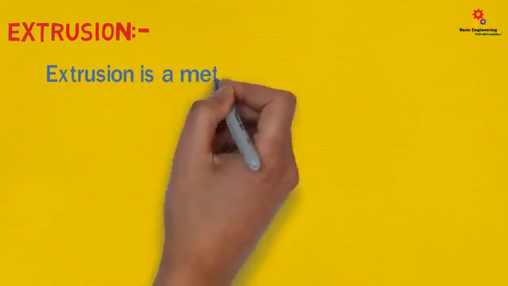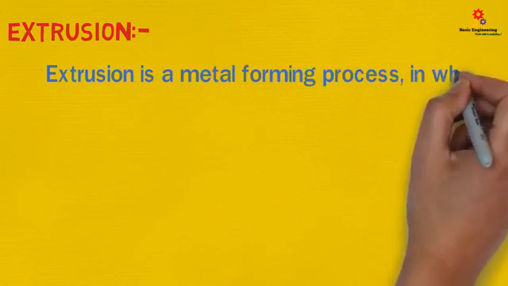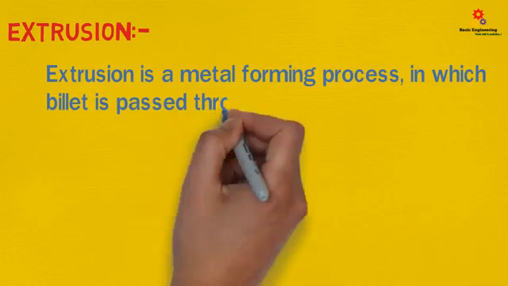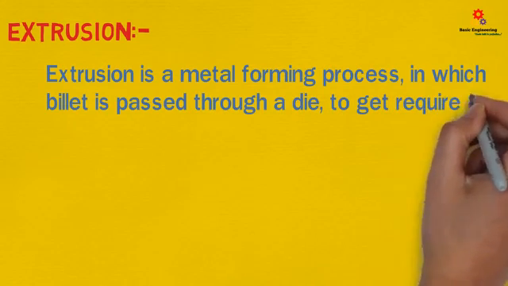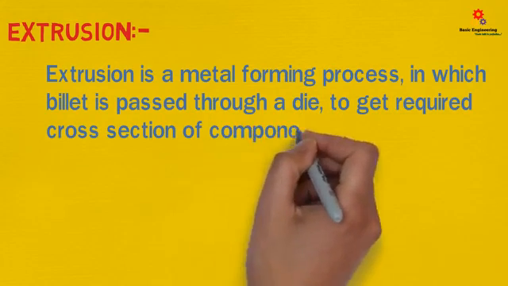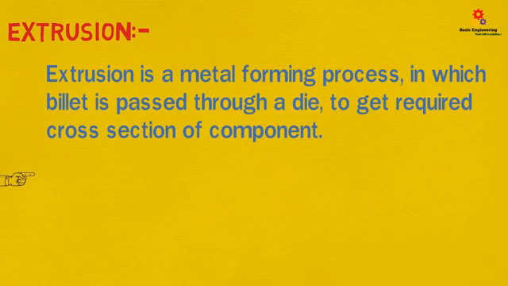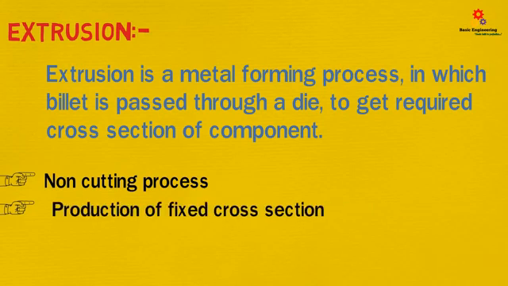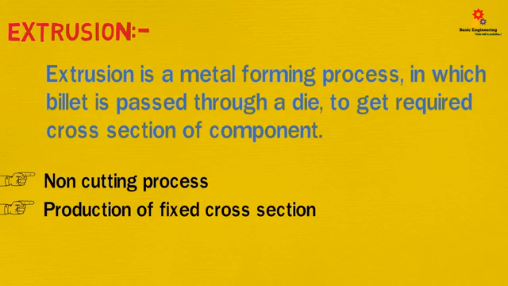First of all, a bit of theory. Extrusion is a metal forming process in which a billet is passed through a die to get the required cross-section of the component. It is a non-cutting process. The material will never be cut in the extrusion process like in a machining operation. This method is best suited for production of fixed cross-section profiles.